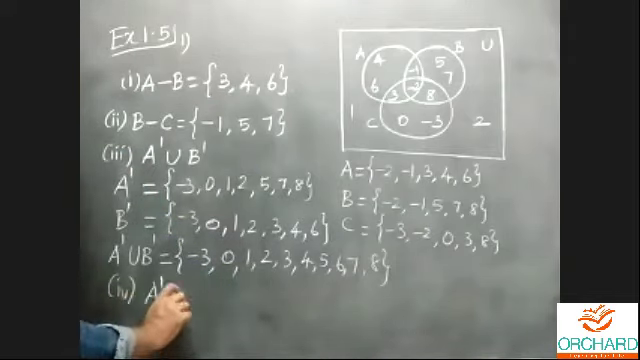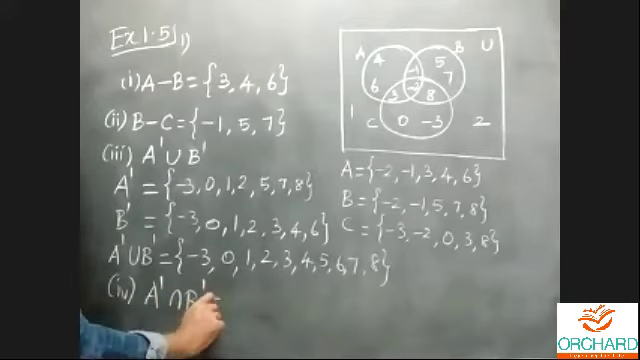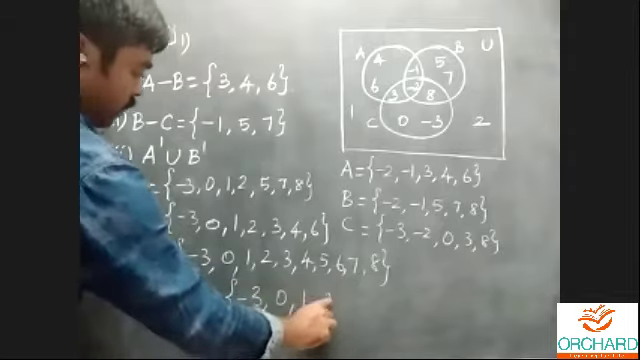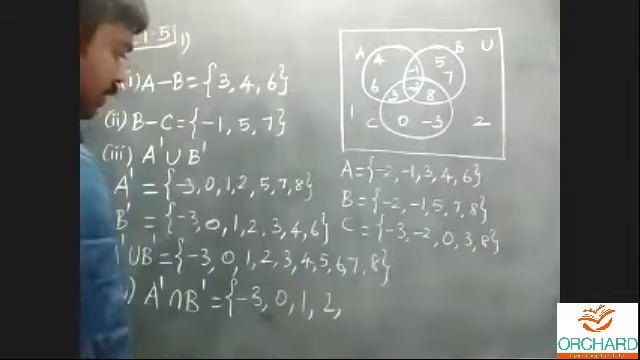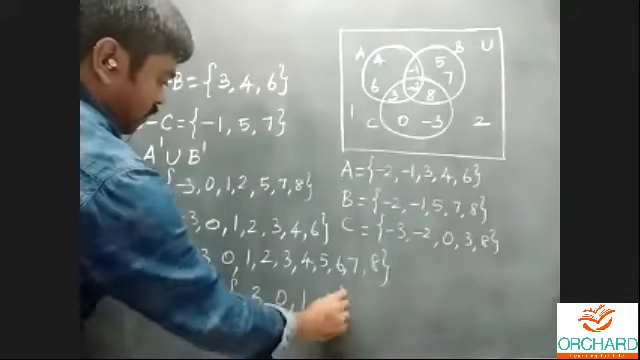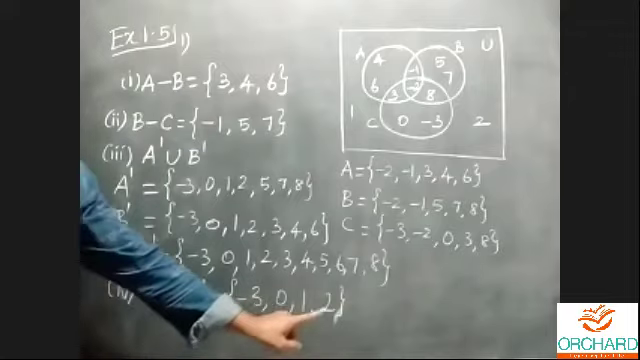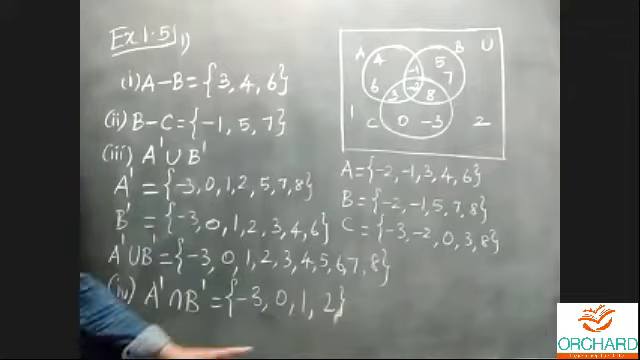A dash intersection B dash. Intersection is common. Which elements are common? -3 is common, 0, 1, 2. Any other elements? That's all. Yes, these elements are common between A dash and B dash: -3, 0, 1, 2. This is the answer for A dash intersection B dash.